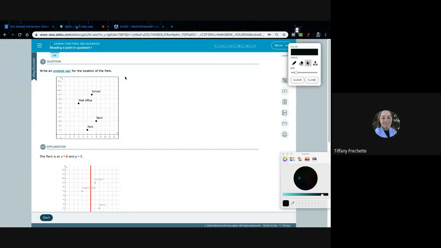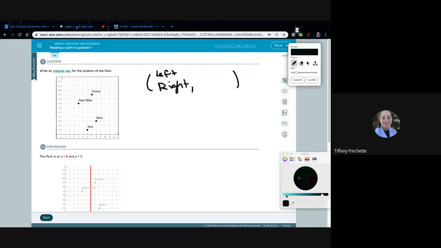Reading a point in quadrant 1. All right, so reading quadrants, it's not as crazy as some students seem to think it is. It's just a direction system. Think of it that way. So the first number that you have is left or right.